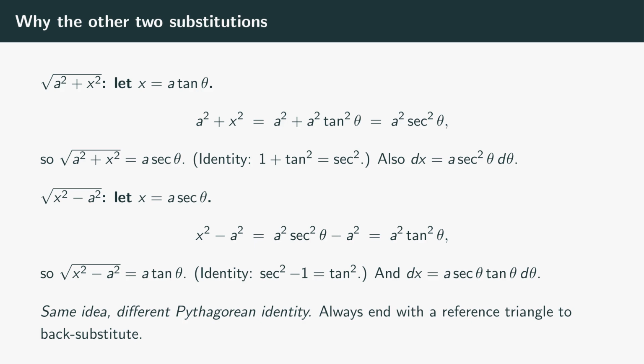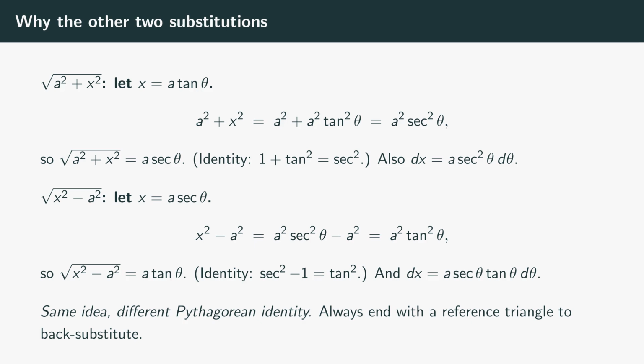After plugging in, you'll typically get an integral involving secant theta. Those have their own tricks, but everything reduces to standard antiderivatives. For the square root of x squared minus a squared, a constant, let x equal a secant theta. Then x squared minus a squared equals a squared secant squared theta minus a squared equals a squared times the quantity secant squared theta minus 1 equals a squared tangent squared theta. So the square root of x squared minus a squared equals a tangent theta. And dx equals a secant theta tangent theta d theta.